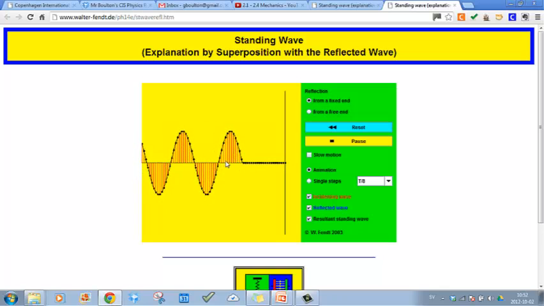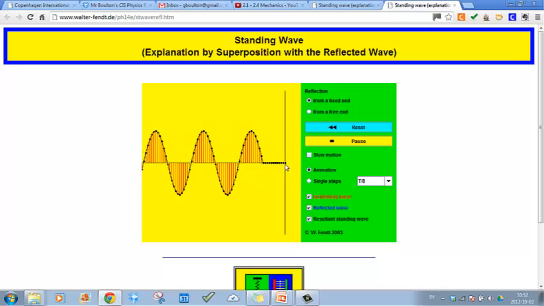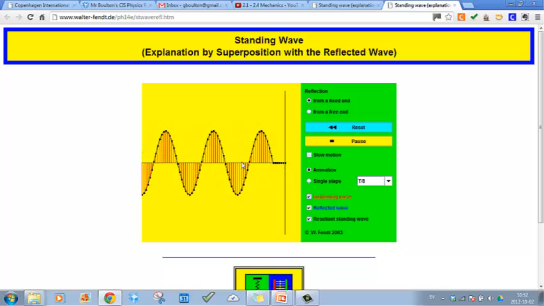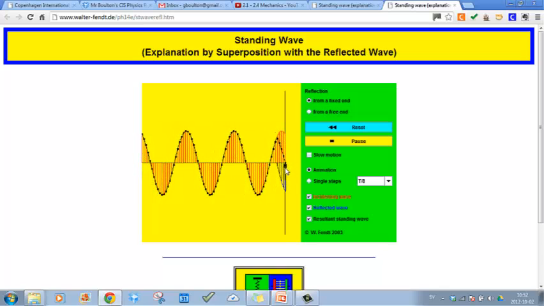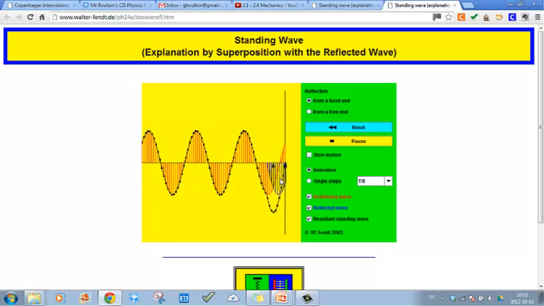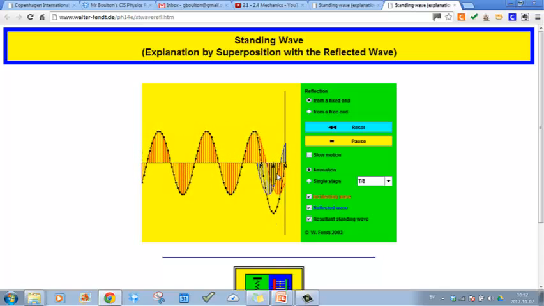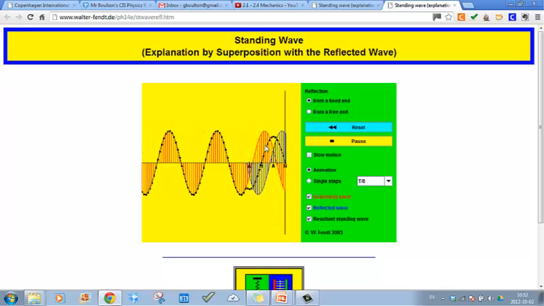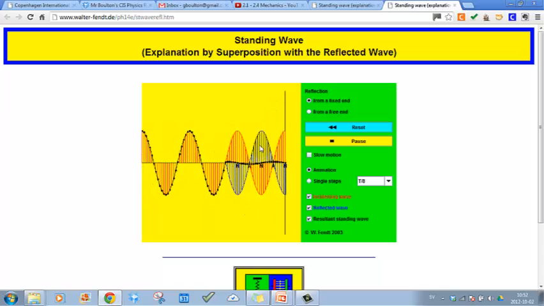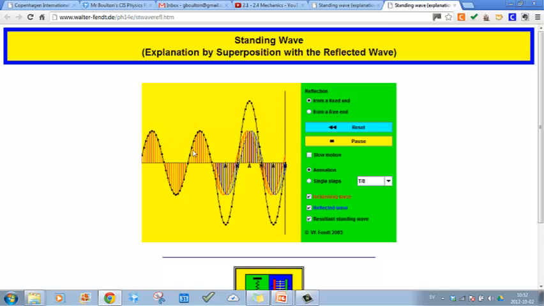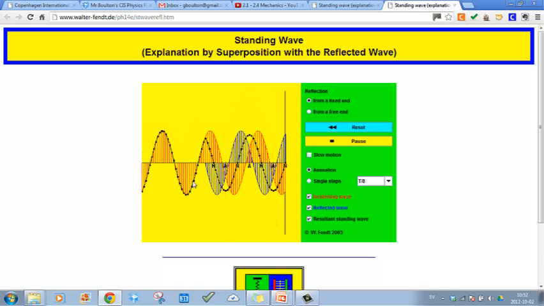Now we know that when the wave reaches a boundary, it will reflect, and it will reflect on the other side of the equilibrium line, and so you see this, it gets reflected there. The blue gets reflected there, and then on the other side. Now what we see happening is that we don't see the separate blue and red waves anymore. The red is the incident wave, the blue is the reflected wave.